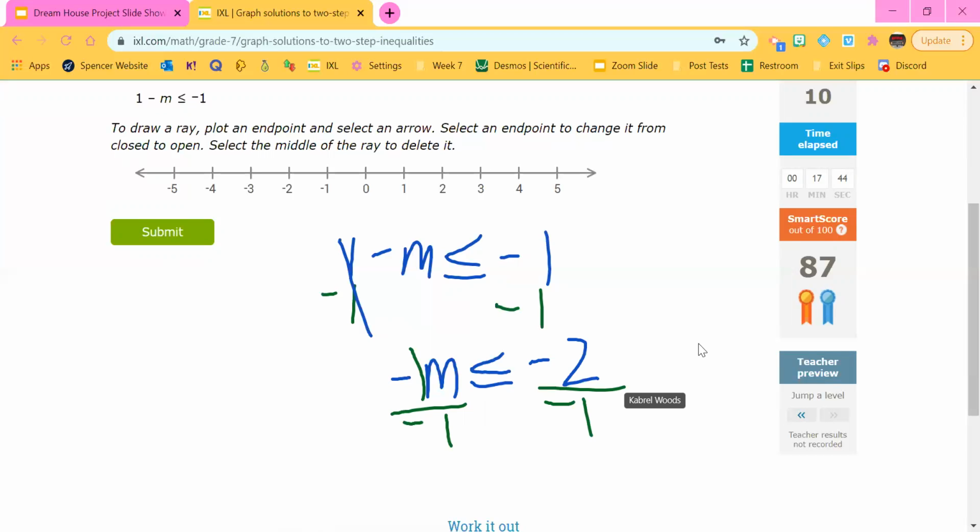When I do that, those cancel out, and I have m, but then I have to make sure I flip this sign right here. So instead of being m is less than or equal to, it'll be m is greater than or equal to. And then -2 divided by a -1 will give us a +2. So there's our answer for that one. That one's a little easier than the last one, not as much flipping on it. So it's a closed circle and it's going to the right.